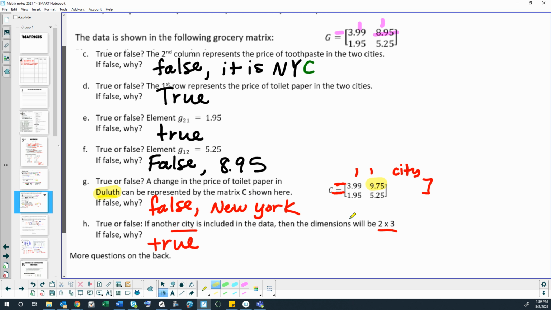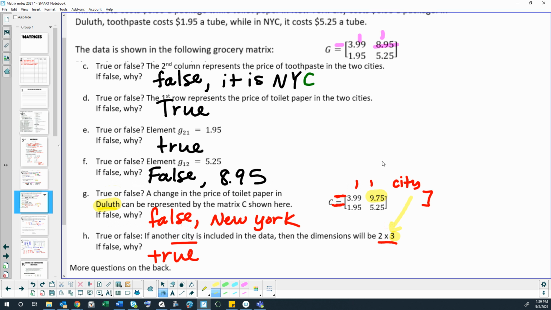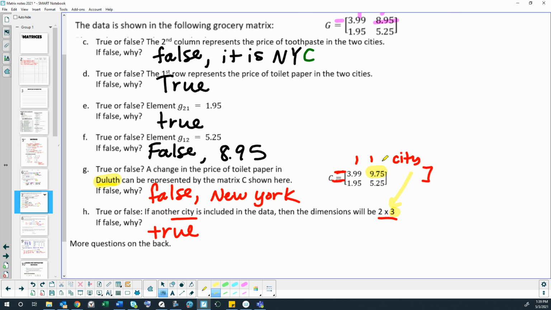H, true or false? If another city is included in the data, then the dimensions will be 2 by 3. So you can see what I've written in red here answers this question. The answer would be true, because right now this is a city, another city would be another column, and that would change the dimensions if we add another city to this particular arrangement. If we were to change it to a different arrangement, like we saw on part B, that wouldn't be accurate. But based on what we have here, that is accurate.